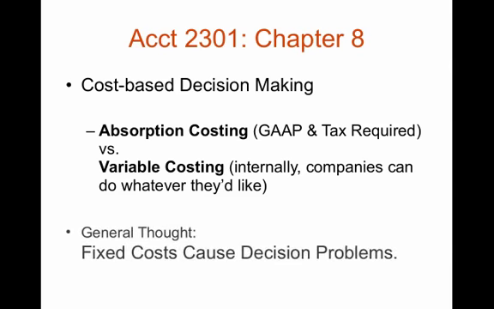The one thing to keep thinking about in this chapter and in some future chapters is that fixed costs cause decision problems, right? When we unitize fixed cost, it makes it difficult to think, well, what action should I take? So we'll try to illustrate that.